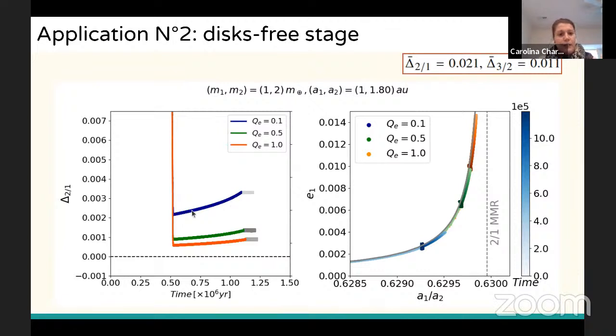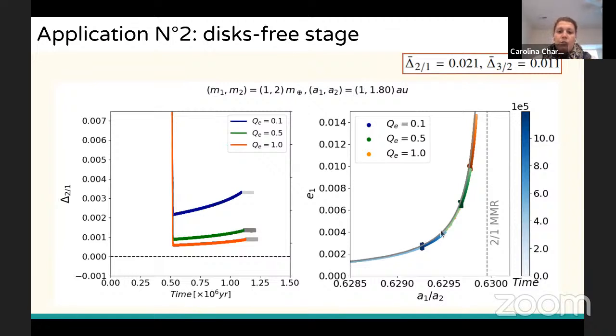This effect is known as resonant repulsion. So all of this is for the same mass, so we have only one pericentric branch, and what we see is that the planets migrate until at some point they go back and they use the same pericentric branch to escape the commensurability.